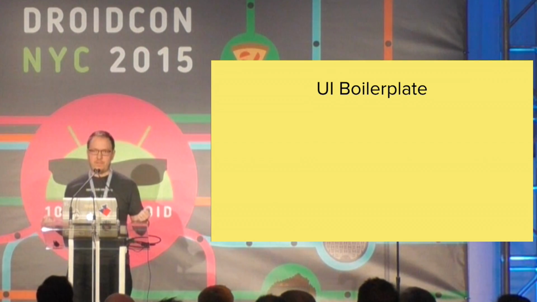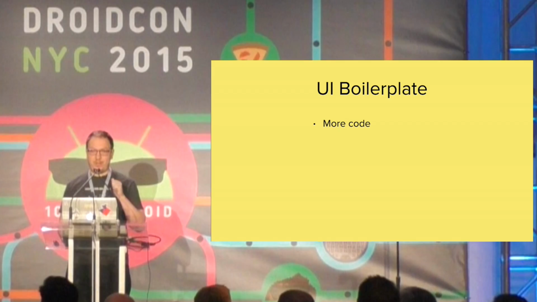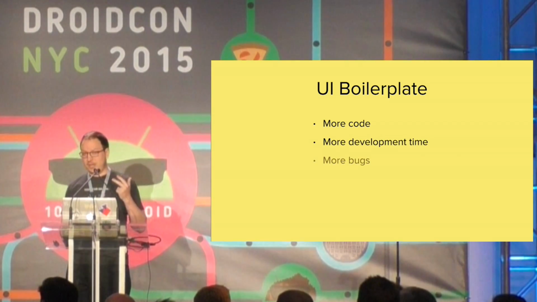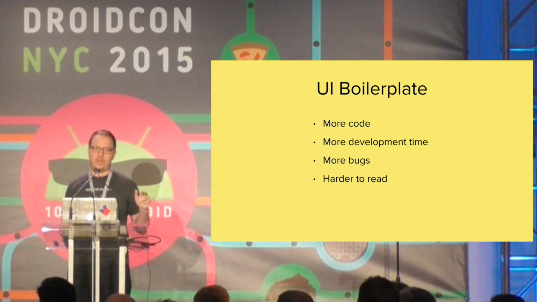So what's the motivation for data binding? Well, the motivation that I'm going to stress as the most important one is that it eliminates boilerplate. So boilerplate is a huge problem. It makes you write more code, leads to more development time, causes more bugs, and it makes your code harder to read. So boilerplate is evil.